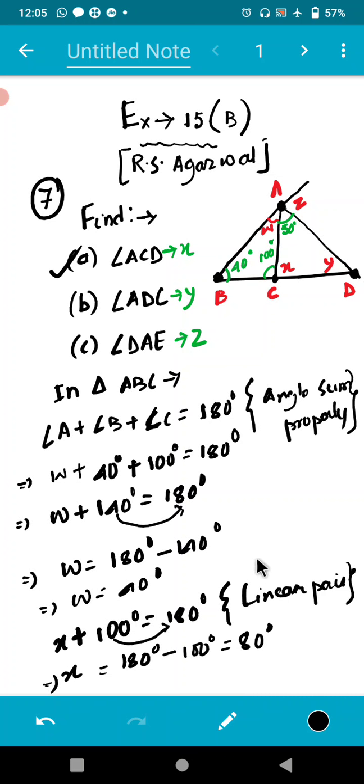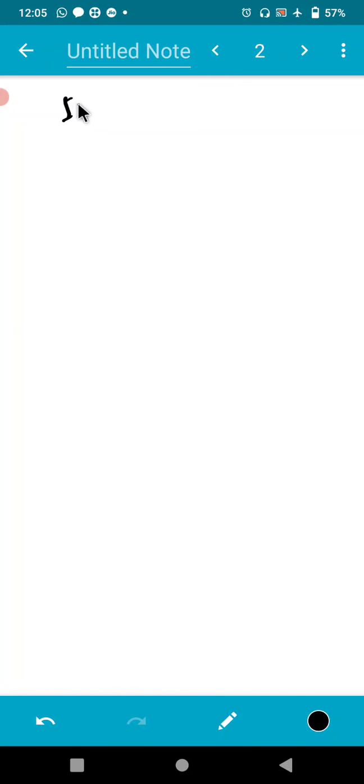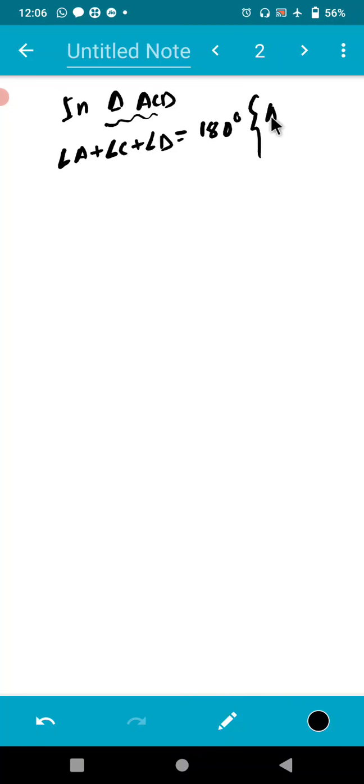Okay. Now, let us move on to ADC. Now, if you have to find ADC, that means we are talking about Y. Now, in this triangle, as you see, 50 is already given, X we have just found out, and we will now find Y. So, we will use the angle sum property. So, in triangle ACD, angle A plus angle C plus angle D is equal to 180 degrees. Now, again we will use the angle sum property.